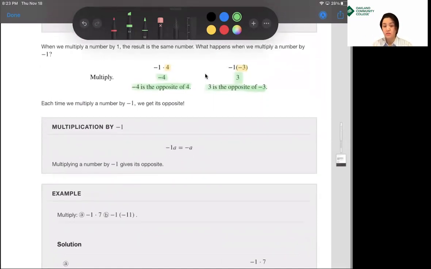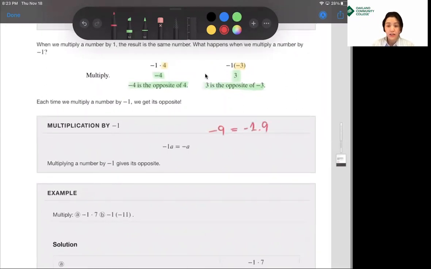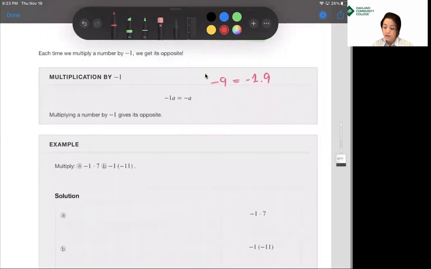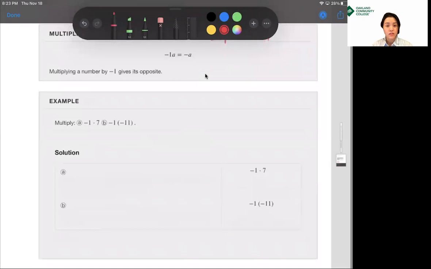They just say a negative number, for example, like negative 9, whereas mathematically it is written as negative 1 times 9. Right? But a lot of the time we just don't write that negative 1 in front. We just write it as negative 9. For example, I have negative 1 times 7. So that'll be negative 7.